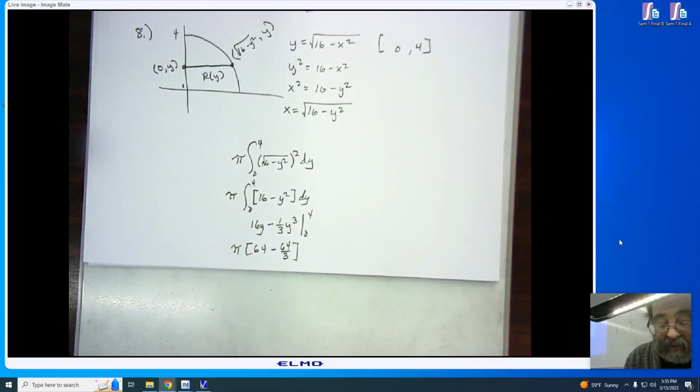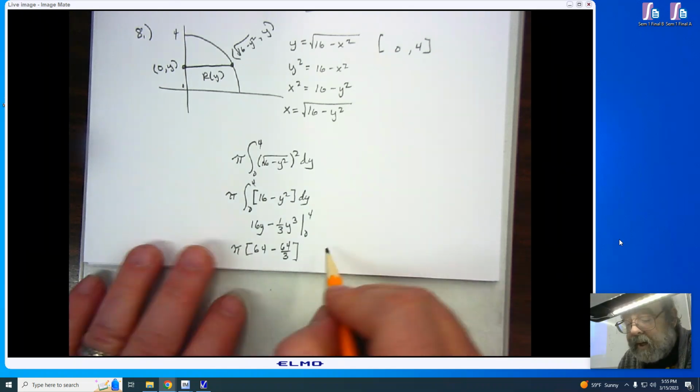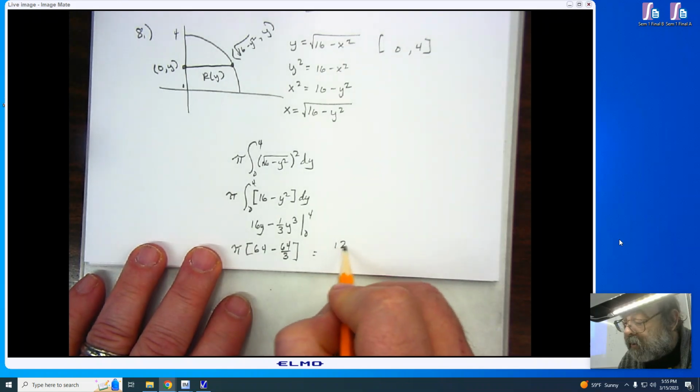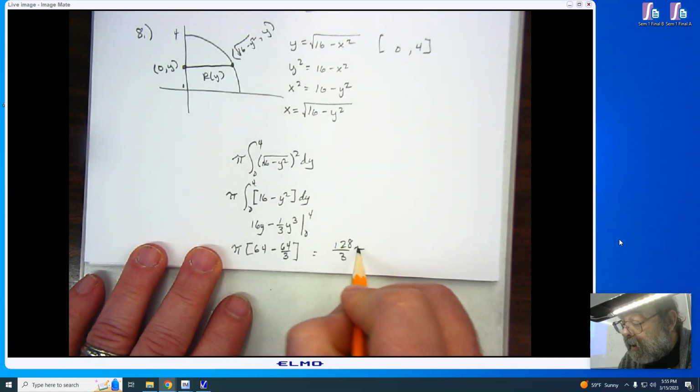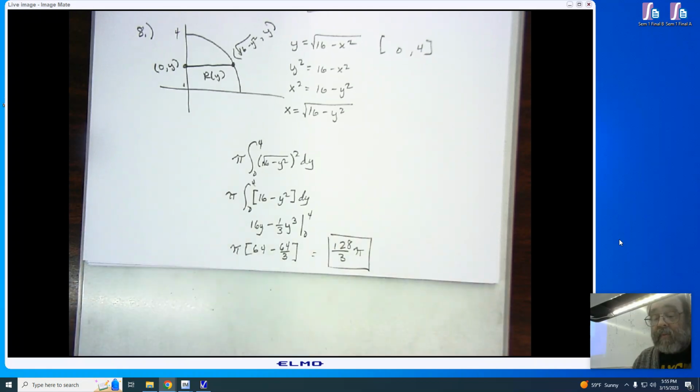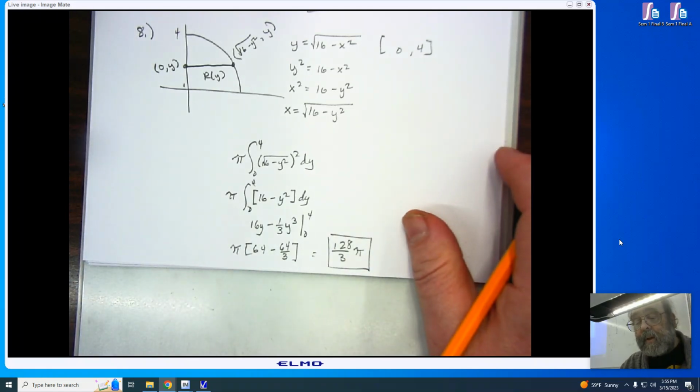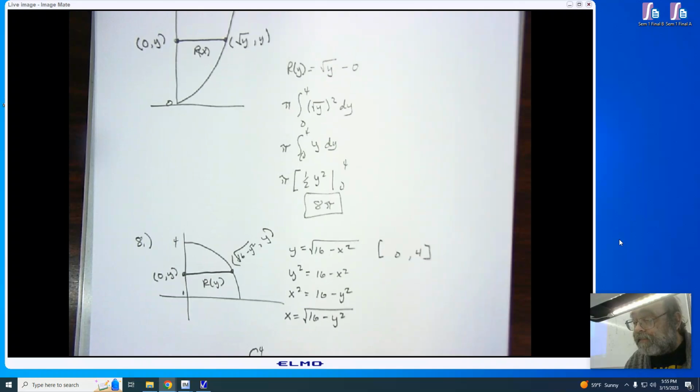Now going to find what is 64 minus 64 thirds. Written as a fraction, of course, is 128 thirds pi. And there we go for number 8. Let's take a look at number 9.